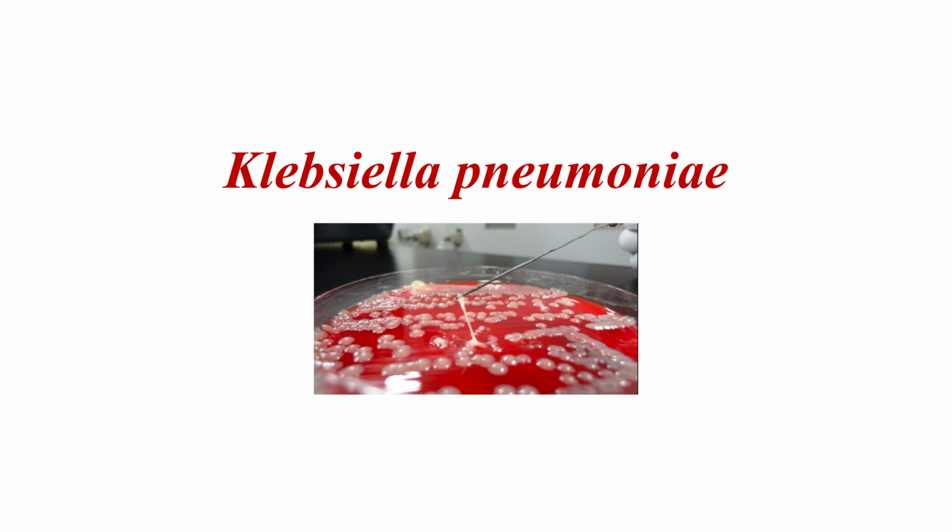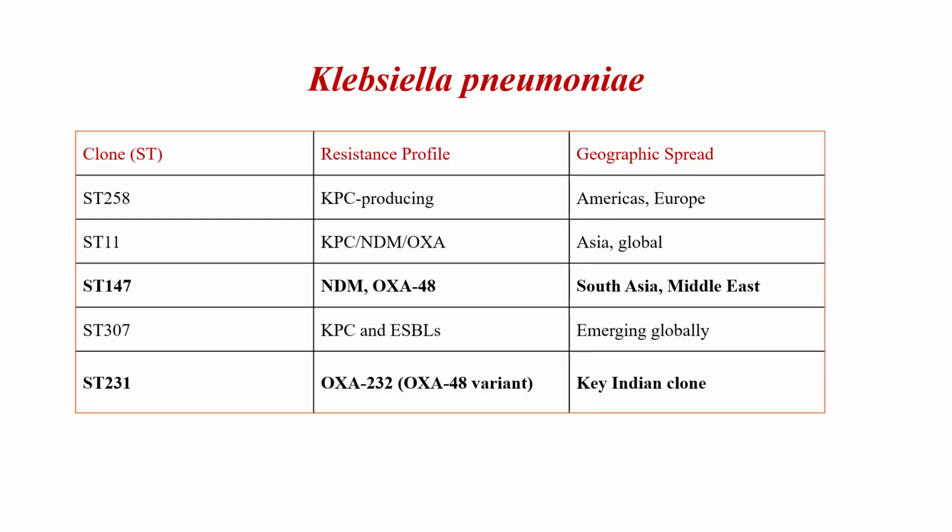Let's move to Klebsiella pneumoniae. So this is one of the pictures showing string test positive hypermucoviscous strains of Klebsiella pneumoniae. Worldwide, Klebsiella pneumoniae is dominated by sequence type 258. ST11 is in China. It produces a lot of KPC, but in India, most of the strains produce NDM and OXA48. So the two dominant lineages in India are ST147 and sequence type 231.